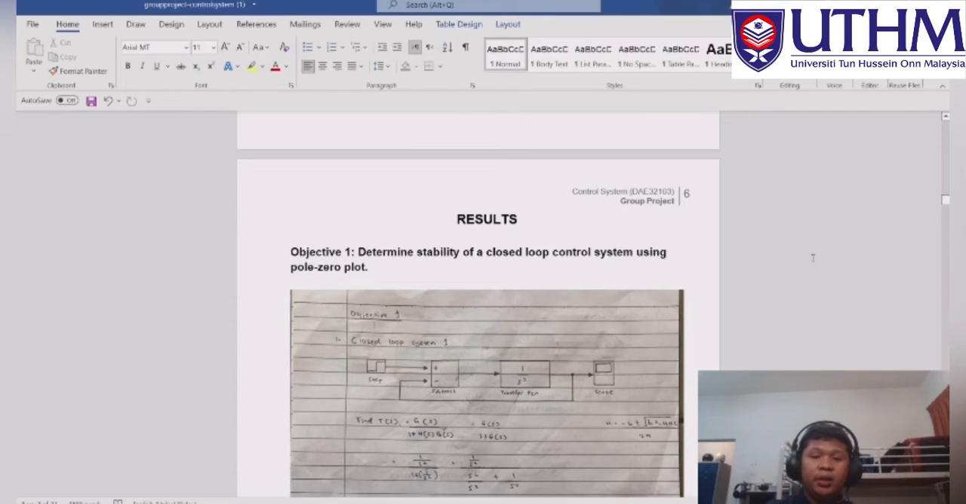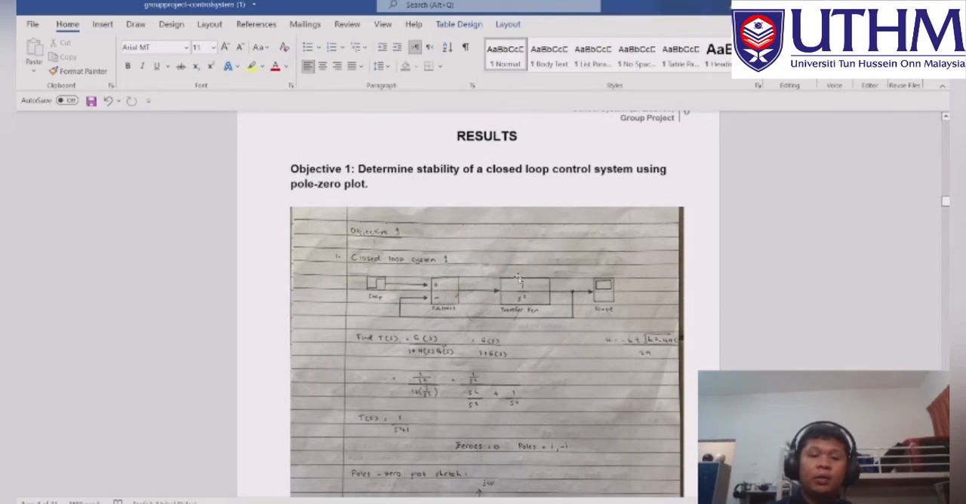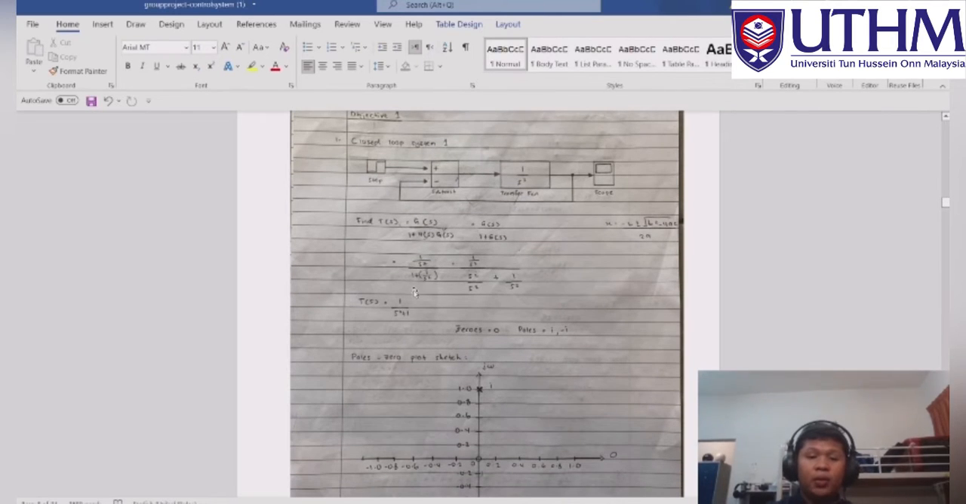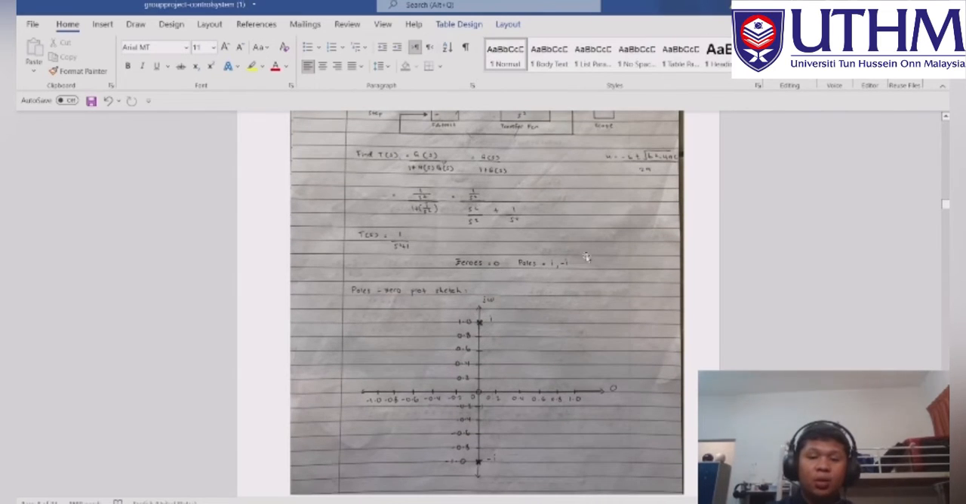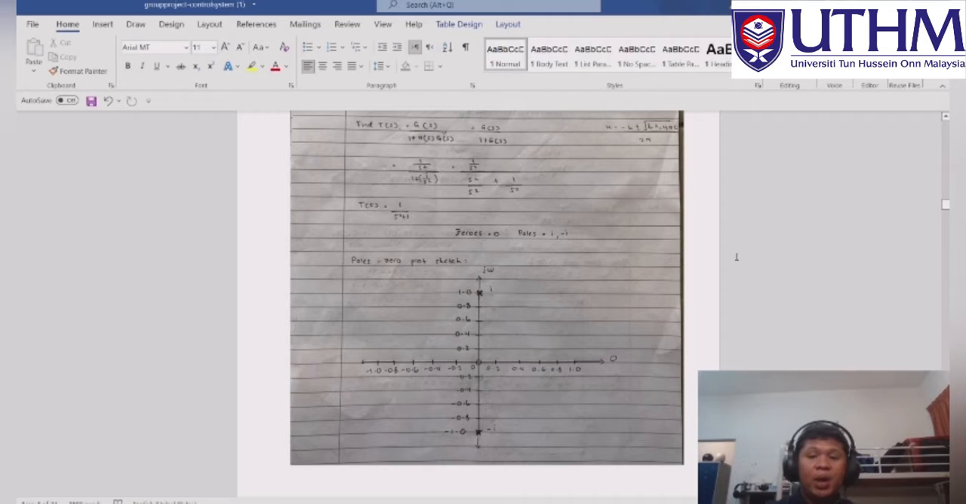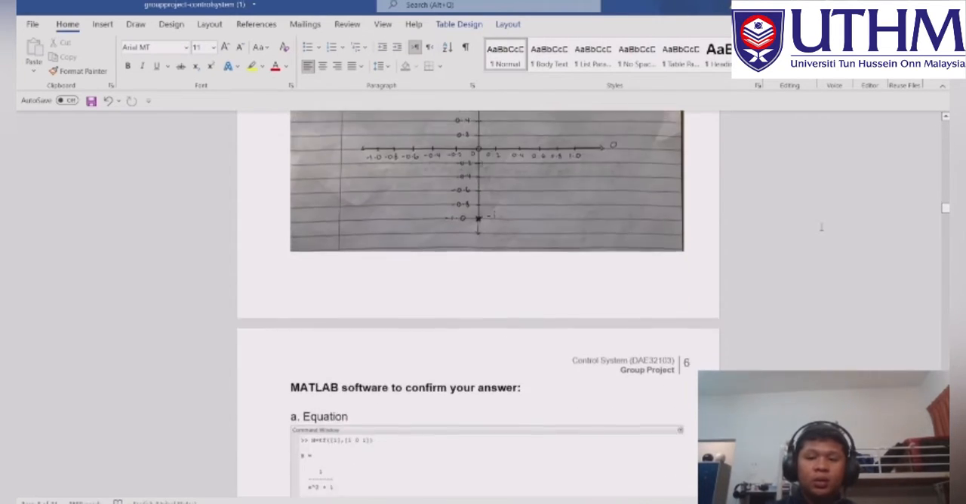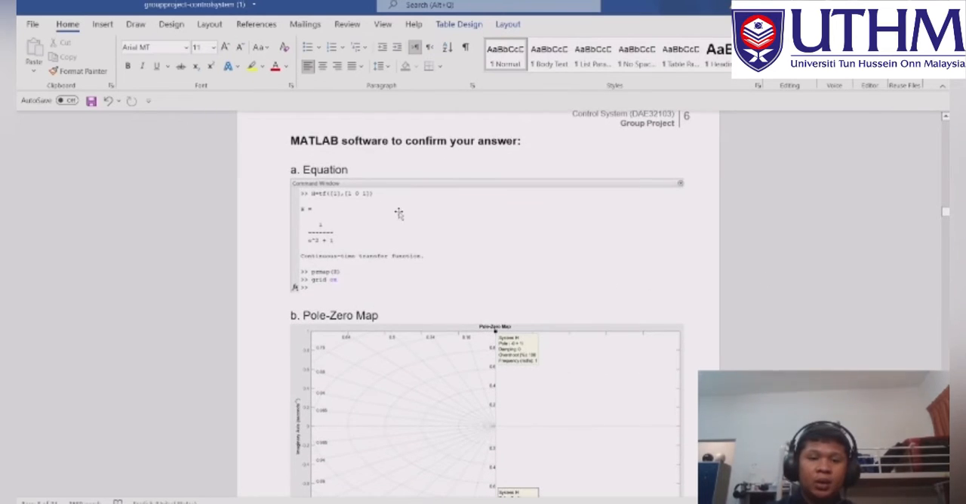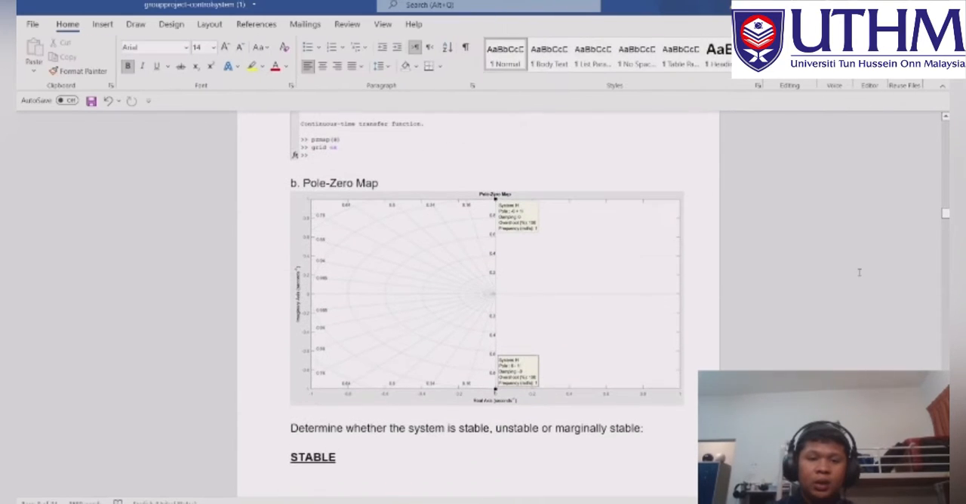So for the result, objective 1: determine stability of closed loop control system using pole zero plot. For the first closed loop system, the TS that we found from the calculation is 1 over S to the power of 2 plus 1. So the zero is 0 and the poles are i and minus i. When we write the equation in the MATLAB software, as shown in the picture here, we run it so we can get the pole zero map graph.